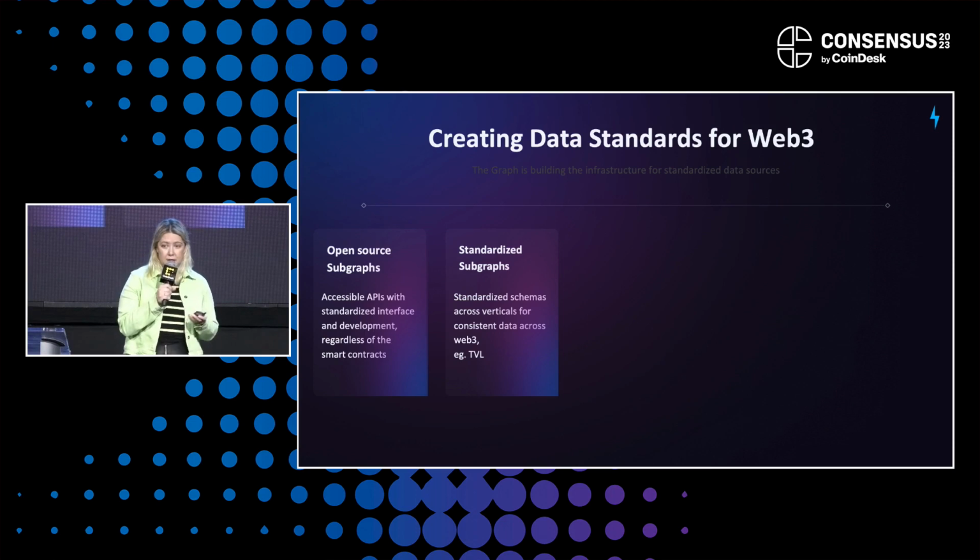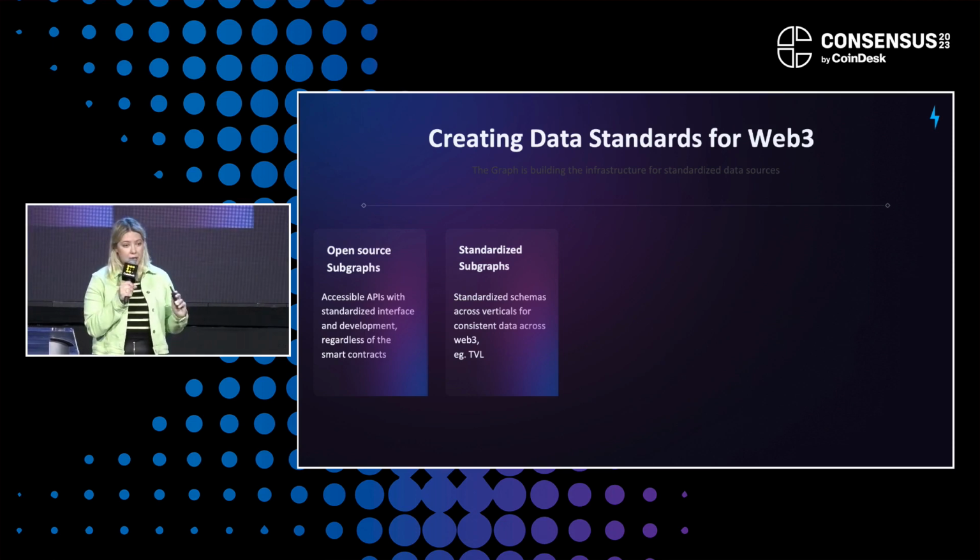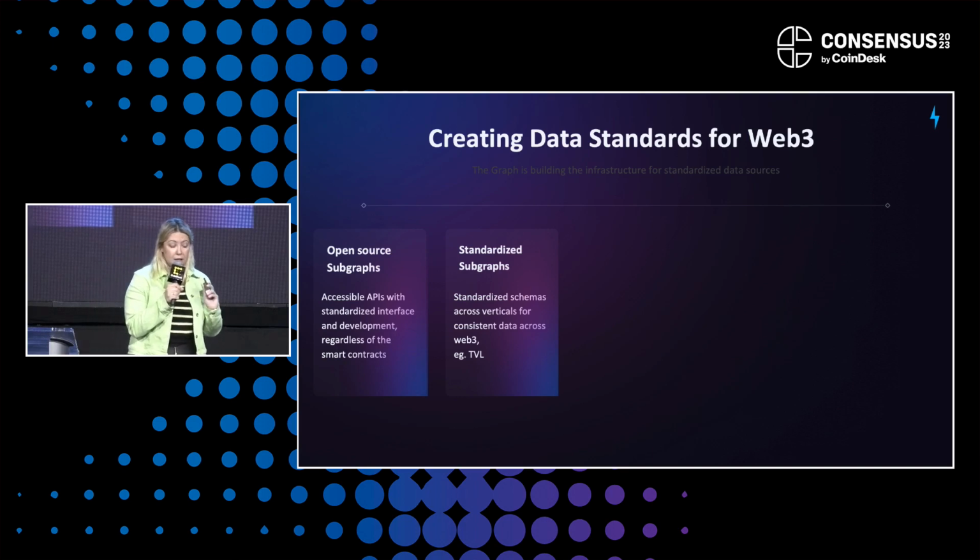So one thing they realized is the subgraphs for lending protocols are completely different for each protocol, meaning the entities that they create, the way they design the schema, all of it was different. And that makes it really challenging for teams like Messari or really anyone who wants to query DeFi data to actually do so.